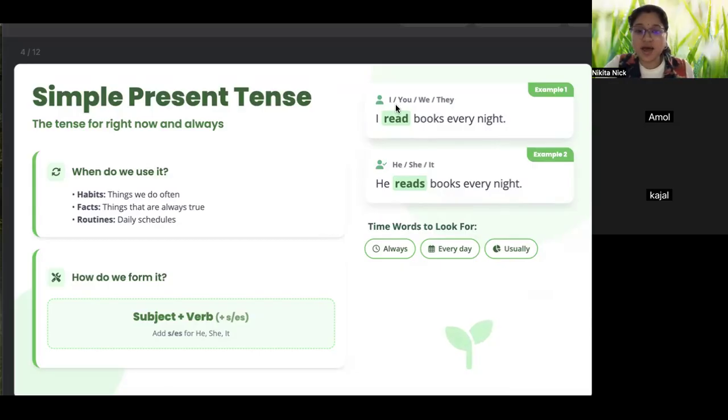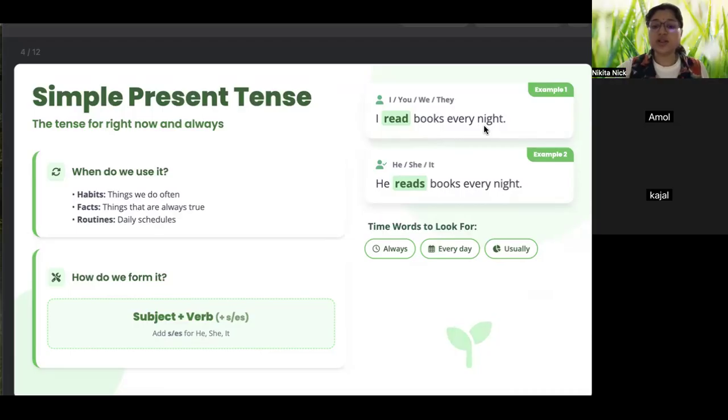Can you see here? For I, you, we, they, we use the V1 form, and for he, she, it, we use s. That is why it is written here: subject plus verb plus s or es, depending on the subject like he, she, or it. So we will add s or es. That's why it is written he reads books every night and I read books every night.